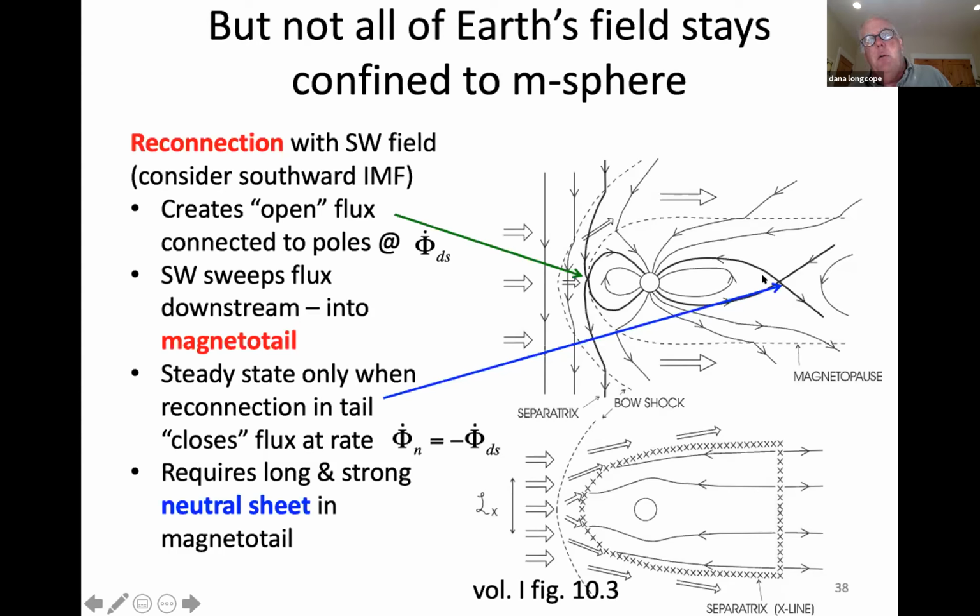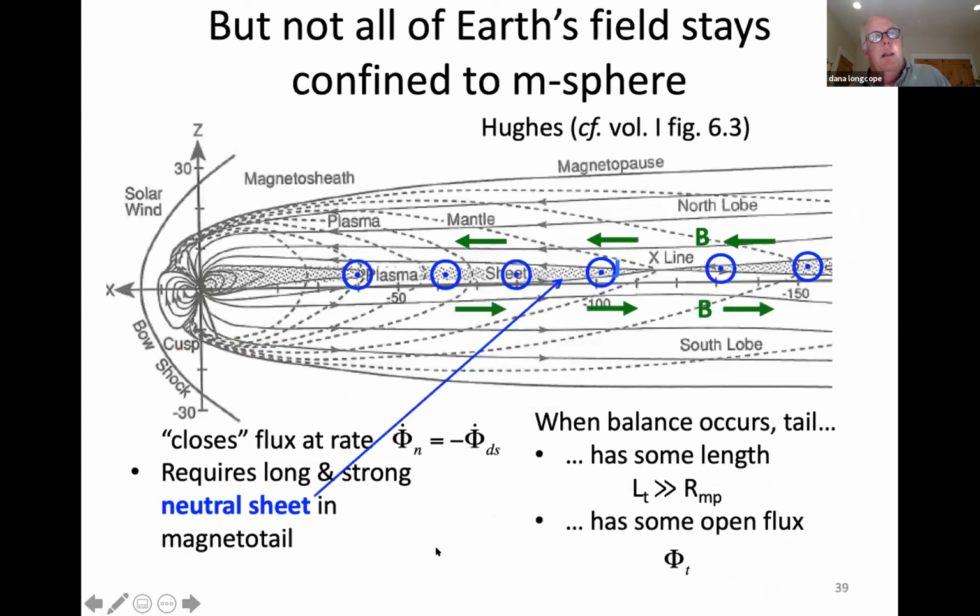Okay, and so what happens is the field gets stretched out. You have this large neutral sheet, which is just a way of saying that the magnetic field reverses from going away from the Earth to going towards the Earth. Here's a sort of theorist cartoon picture of that. In the south, it's going away from the Earth, and in the north, it's coming up from the Earth. And this is sort of a classic picture of a current sheet.